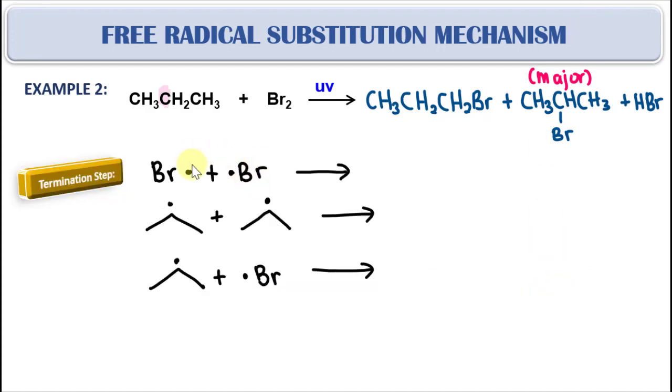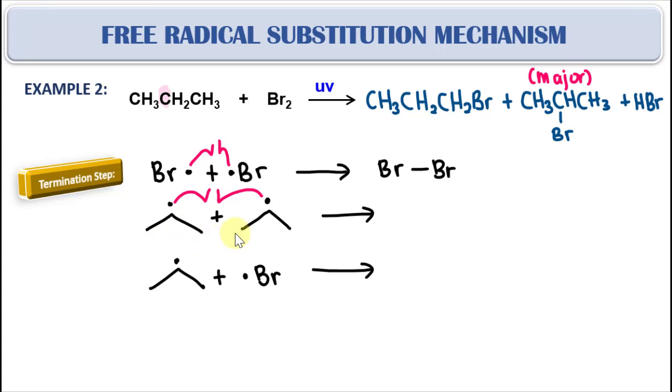For the termination step, all the radicals will combine with each other in 3 ways. So Br radicals combine with Br radicals, and it will become Br2 molecules. And then the alkyl group radicals combine with alkyl group radicals, and it will become an alkane.